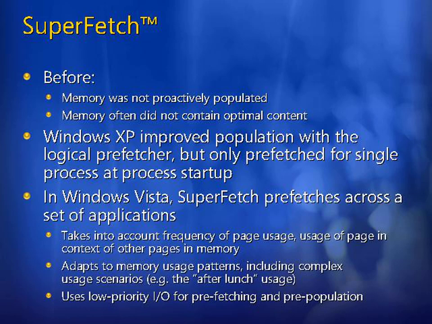So in Windows XP, memory wasn't proactively populated, meaning that the system didn't anticipate what you needed memory for. It didn't realize that every morning when you walk into the office, you open up Outlook and check your email. And so when you open up Outlook in that kind of condition, the system has to go on demand and fetch that stuff into memory. Windows XP did have a subsystem called the prefetcher, which did try to accelerate the boot process and application startup.